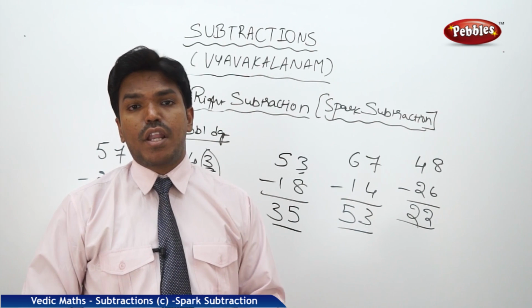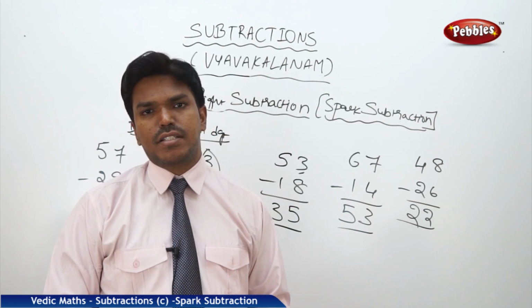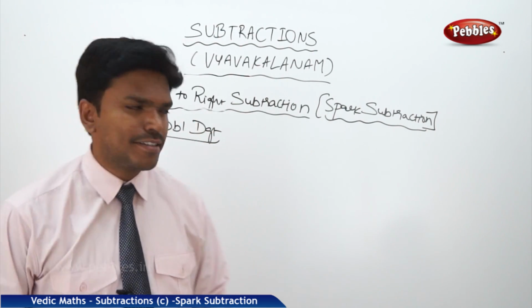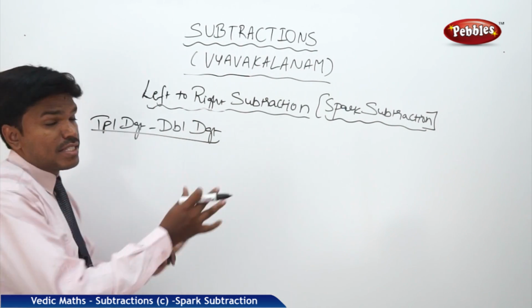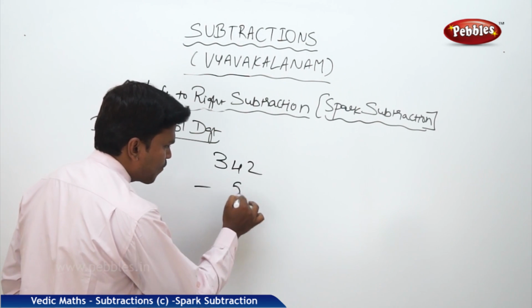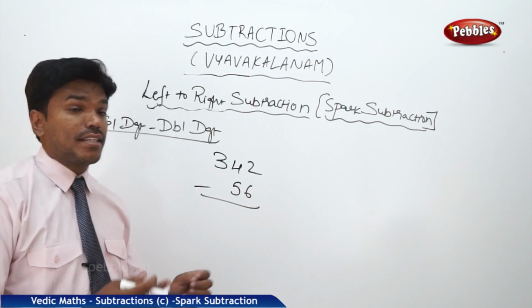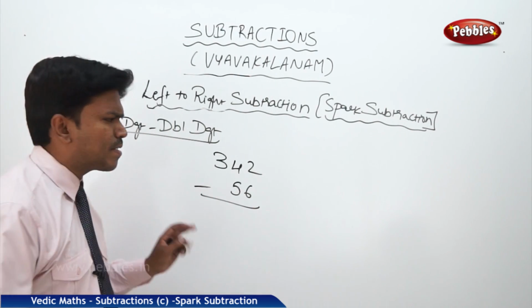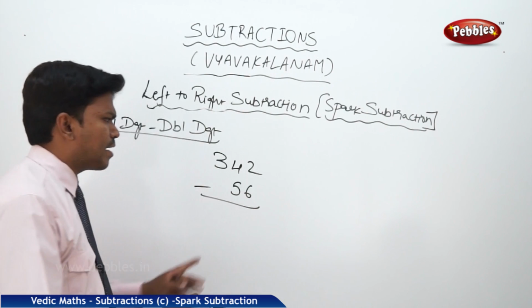Now we will see triple digit minus double digit. See here, triple digit minus double digit. Suppose I want to subtract 342 minus 56. How to subtract 56 from 342? Same way, just start from the left side.